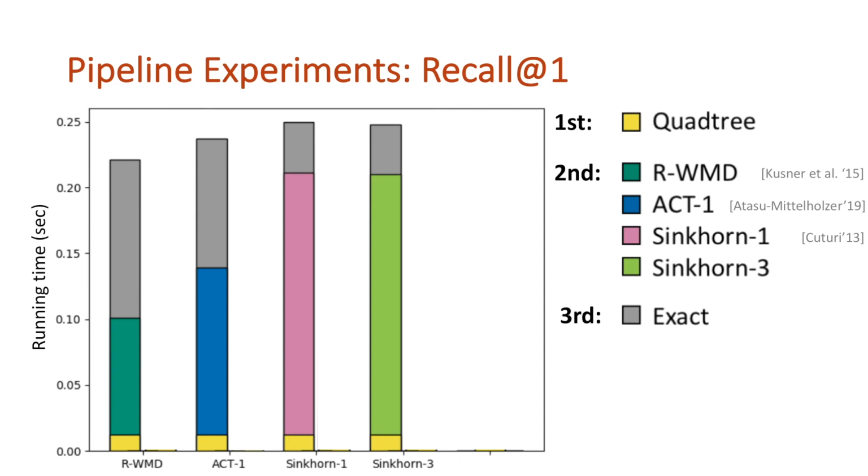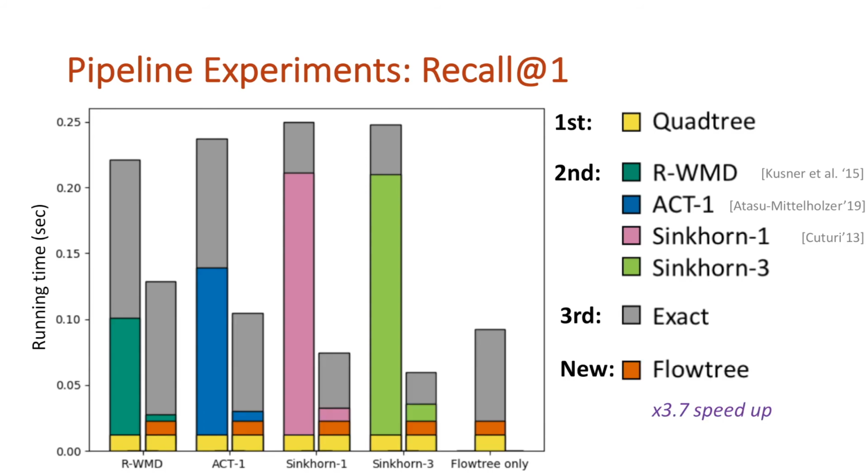So each pipeline is indicated by a vertical bar, and on the vertical axis you see the time in seconds that each step in the pipeline consumes. Then we introduce Flowtree into the pipelines in one of two ways, either as an intermediate step between the first and the second algorithm, or as a replacement for the second algorithm. And you can see in all cases we get a speedup overall by a factor of about 3.7 in the running time.